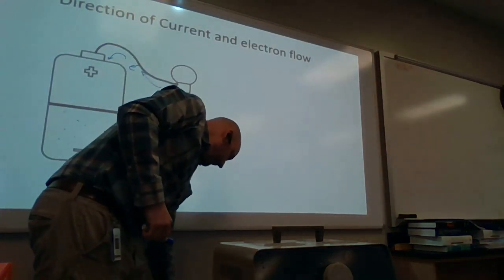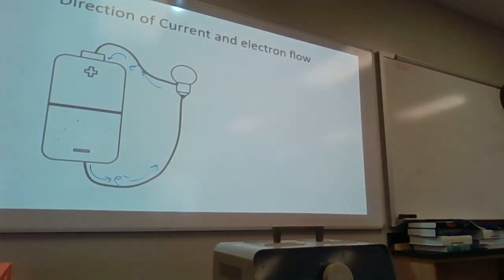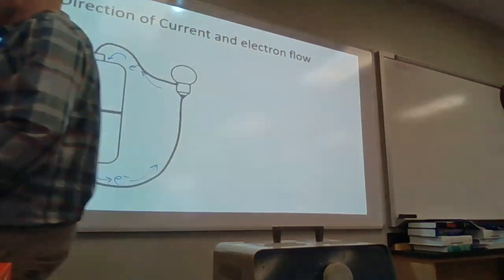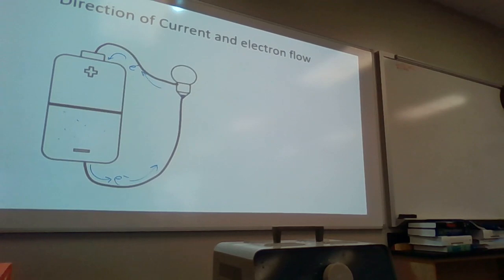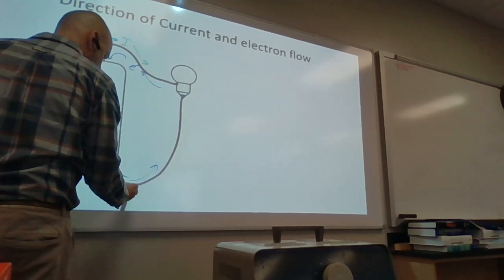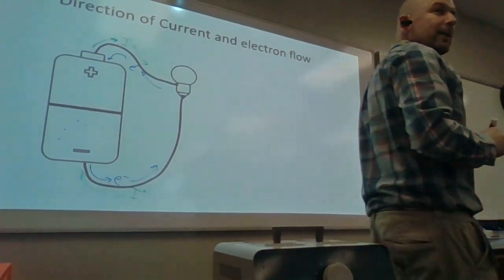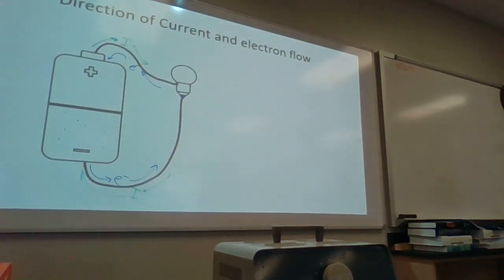However, if you ask any electrician what's the direction of current, they will all tell you out of positive into negative. All of them. Not one will tell you different. They will say direction of current goes out of positive into negative. But there's nothing actually that moves in the direction of current. So why do we say that it does go out of positive into negative?